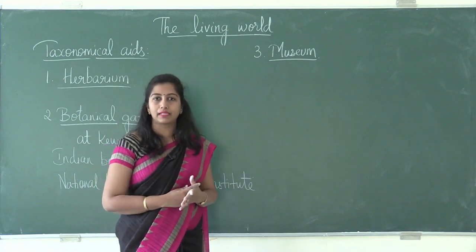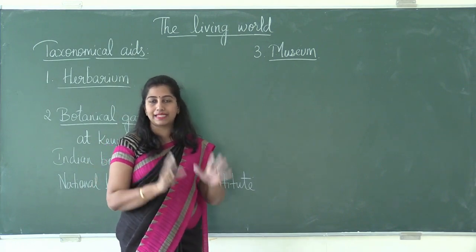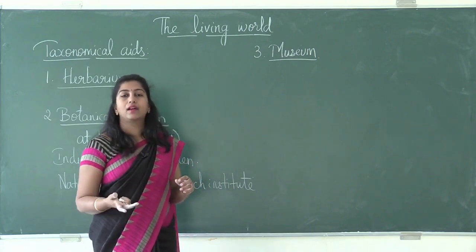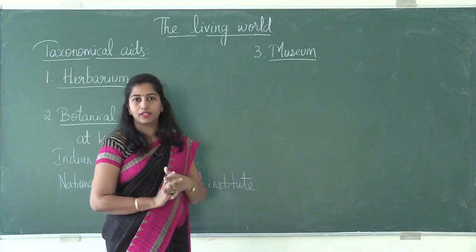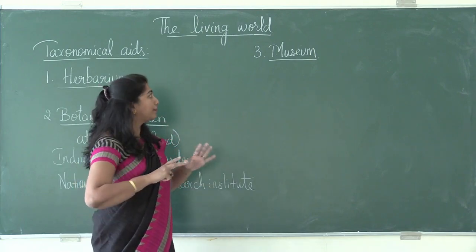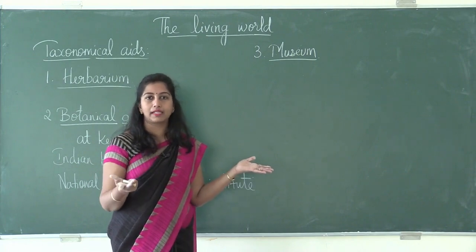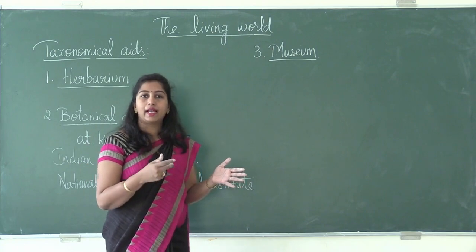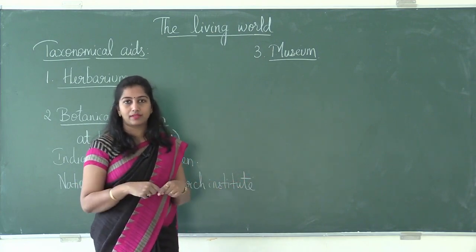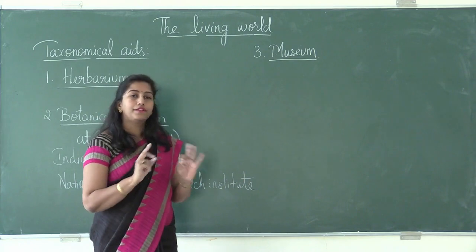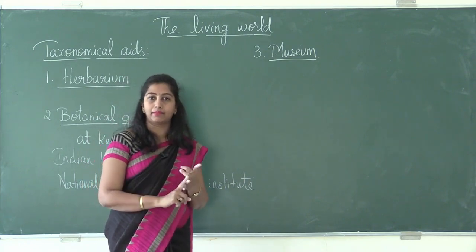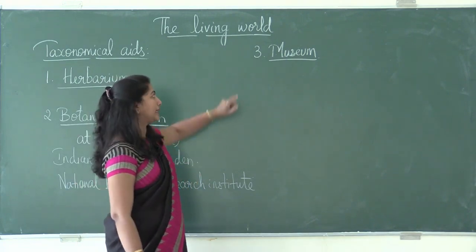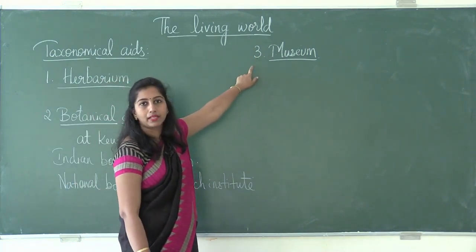Some larger animals will be stuffed and preserved in the museum. Even the skeletons of certain animals are also maintained. So in the museum, we will see different varieties of animals and plants preserved. Even insects are preserved in the insect box. The insect will be dried and pinned in an insect box. So in the museum, different varieties of plants and animals are preserved with different methods. That we will see in the museum, which is again a taxonomical aid.